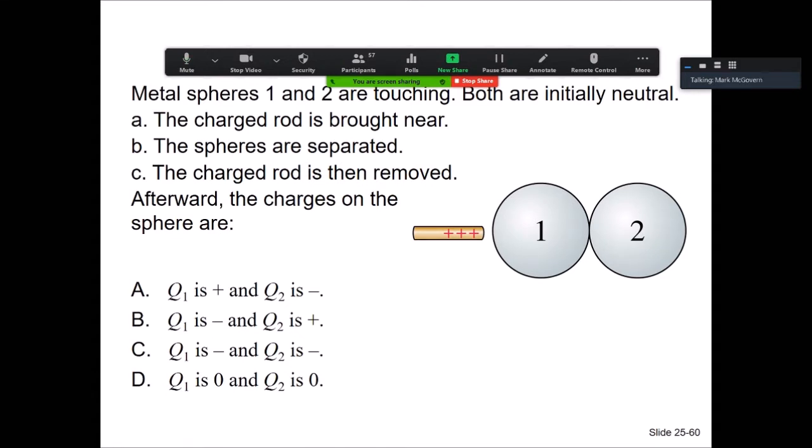All right. Before I explain that last one, let me ask you another question here. We're going to do a similar thing, but we're going to mix it up a little bit now. We're going to bring the charge rod near, and then we're switching the last two events around now. The spheres are separated, then the charge rod is removed. What's going to happen there? So in the last question, we stayed neutral. What's happening here now? So again, letter in the chat. Let me know what you think.